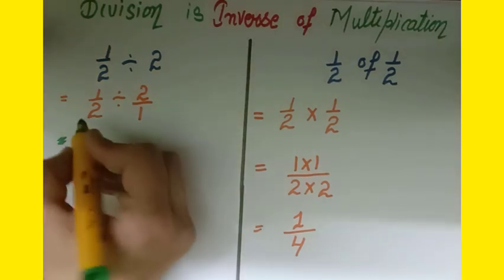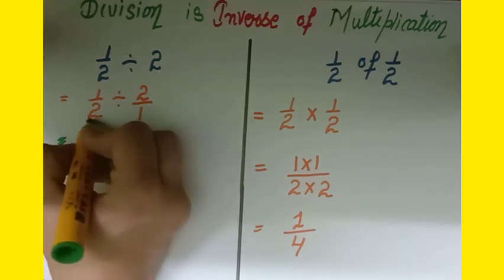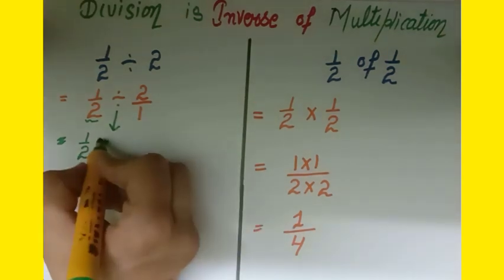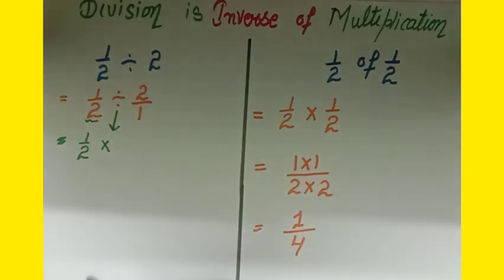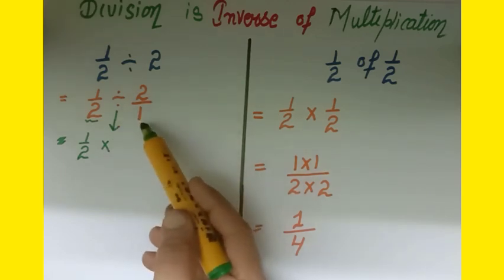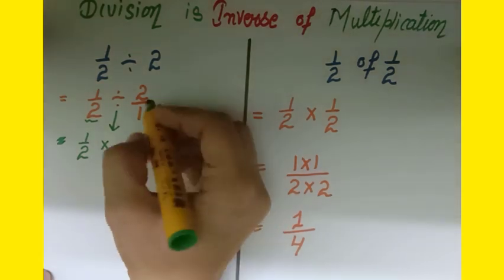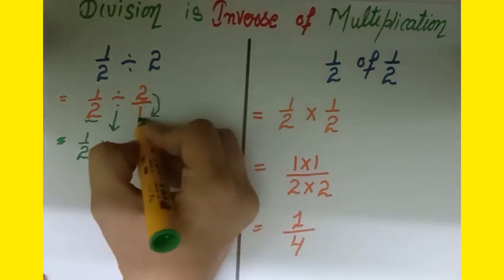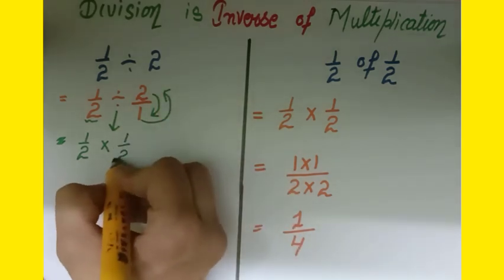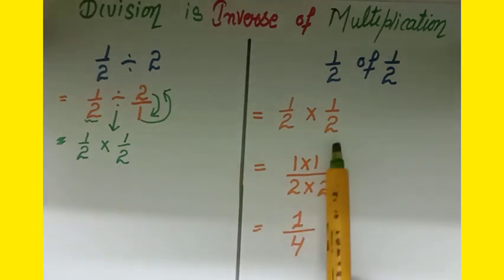So now we'll do the next step. We have to write down the first fraction the same, 1 by 2. We will not change it at all. Now what we have to do? We have to convert this division sign into a multiply sign. After that, when we convert this division sign into multiply, we have to write the inverse of 2 by 1. Inverse means opposite. It means our numerator will become denominator and denominator will become numerator. So we'll write over here 1 by 2. Now what we got? We got 1 by 2 multiplied by 1 by 2, same like this.